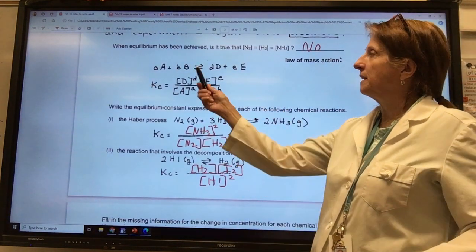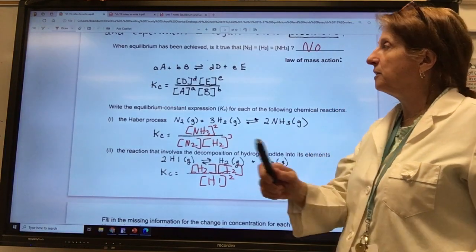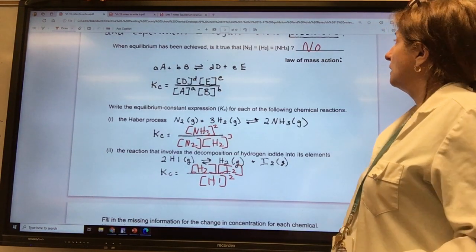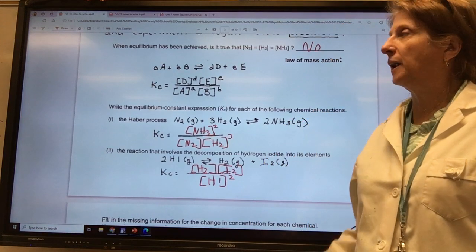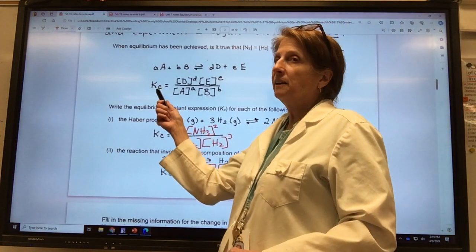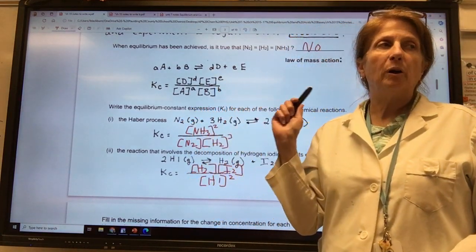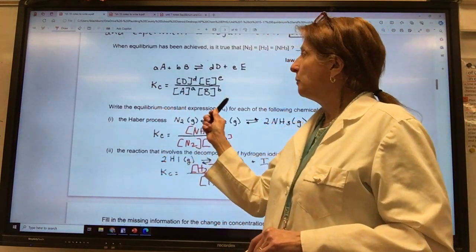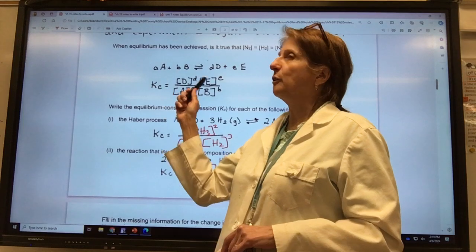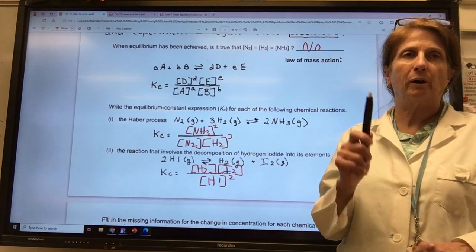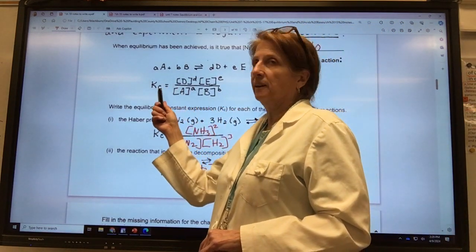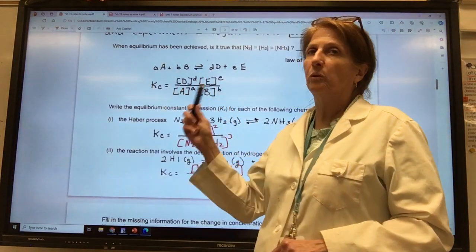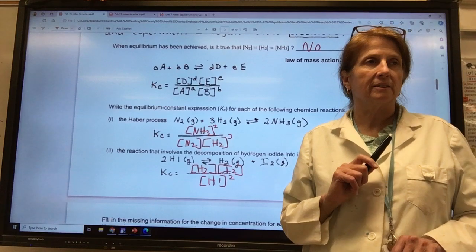When I taught it to you, I said A plus B equals C plus D. They don't use C here, and it's because they put a C here, and I'll explain it to you. If you'll look for a second. When I taught this to you, I called K sub C Keq. But really, Keq is an umbrella term. This stands for K sub C when you use concentrations, and K sub P when you do the same exact thing with pressures. So they call this K sub C because it's concentrations, and they don't use C as one of their reactants or products. Does that make sense to you?